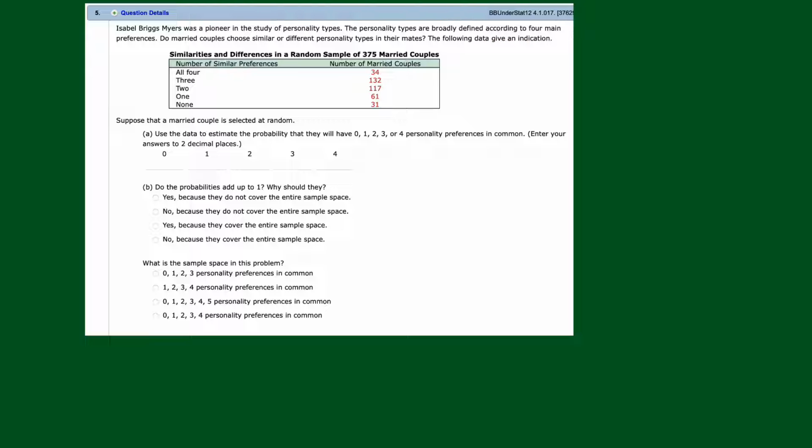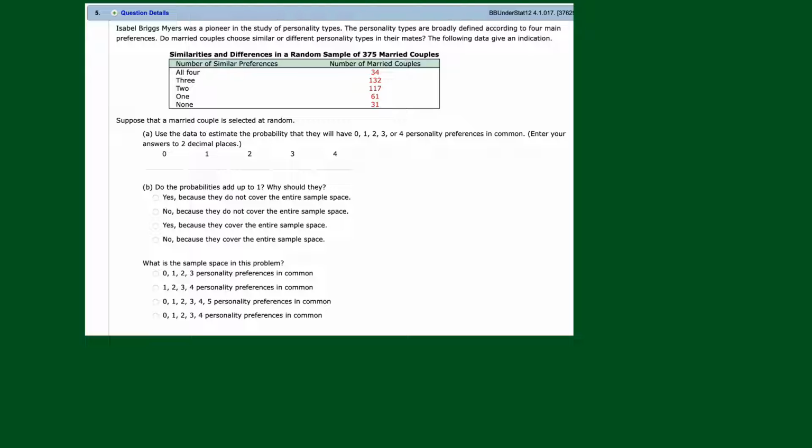So we've got the number of similar preferences. All 4 are similar, 3 are similar, 2 are similar, 1, they have nothing in common. Here's the number of married couples that have each in common. So there's 34 couples that have all 4 personality types in common, 132 that have 3 of the personality types in common, and so on.